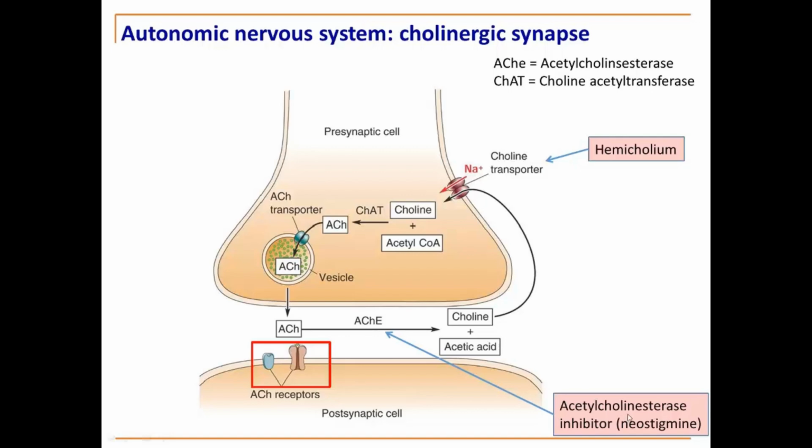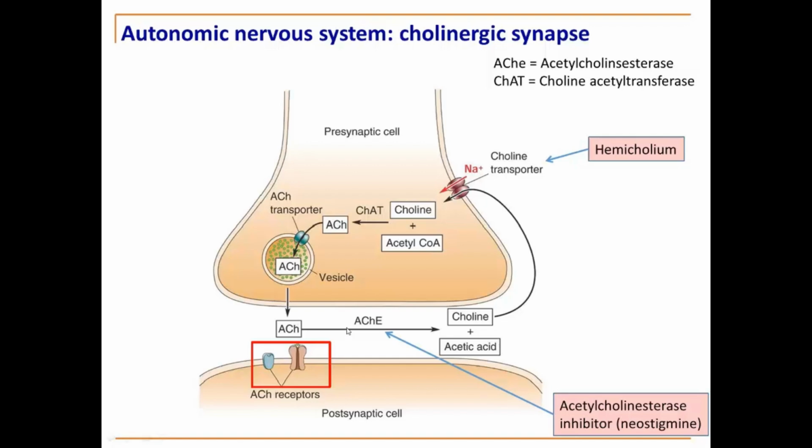You then have the acetylcholinesterase inhibitors. And these, as the name suggests, inhibit the action of this enzyme, acetylcholinesterase. So if you're inhibiting this enzyme, you should be able to work out what's happening. You get a buildup of acetylcholine in the synaptic cleft. Because it's remaining in the synaptic cleft for longer, you're getting an increase in the levels of acetylcholine and an increase in the duration of acetylcholine action.